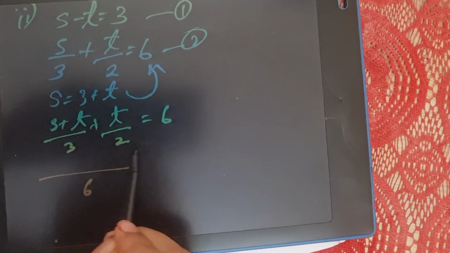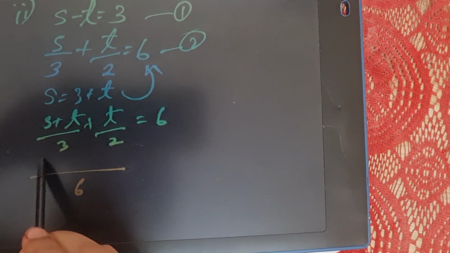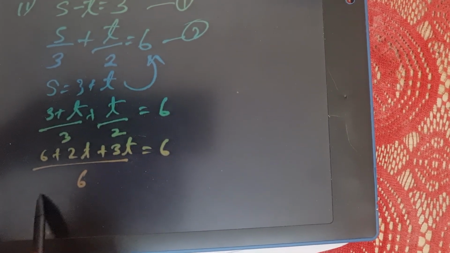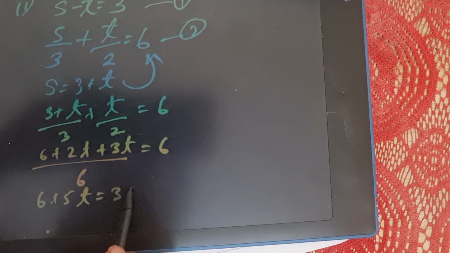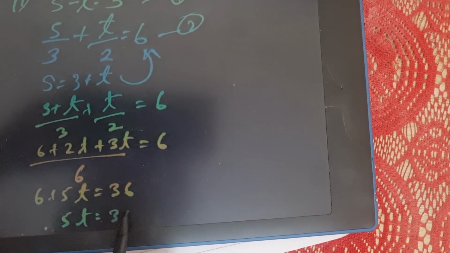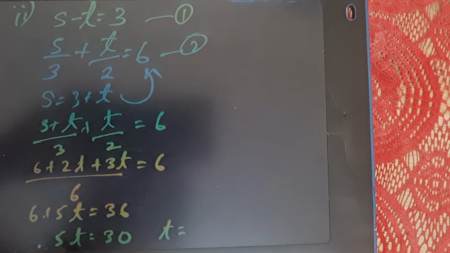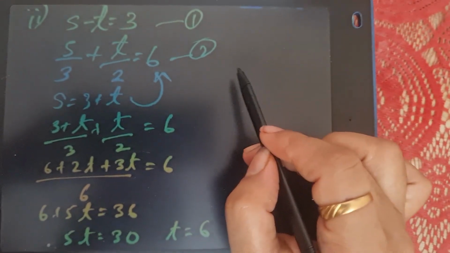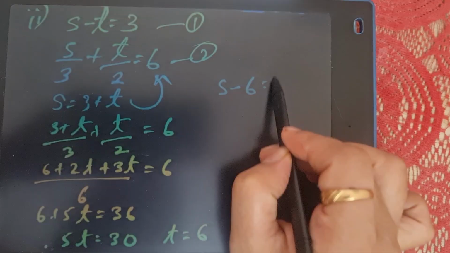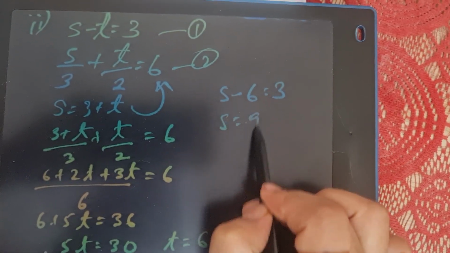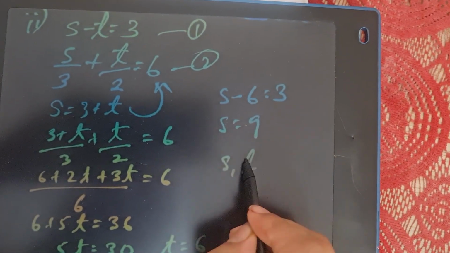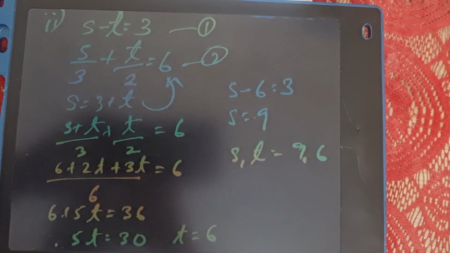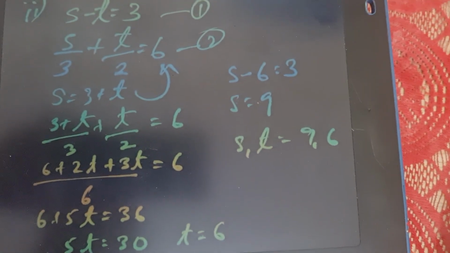So 6 plus 2t plus 3t is equal to 36. So 6 plus 5t is equal to 36, 5t is 30 and hence the value of t is 6. Now in equation 1, s minus 6 is equal to 3, so s is equal to 9. Hence the values of s and t are 9 and 6 by the substitution method.